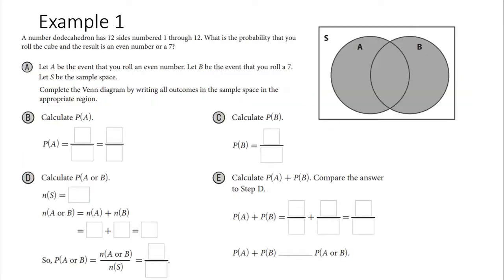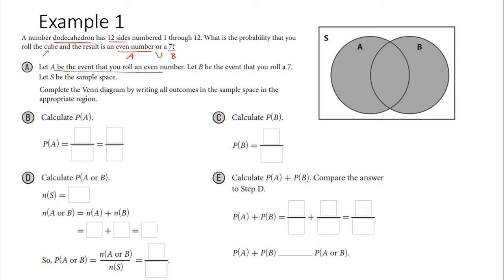All right, so example one. We've got a dodecahedron. That's a 12-sided die. And they're asking, what is the probability that if you roll this, that's funny, it's not really a cube, is it, if it's a dodecahedron, and the result is even or a 7? Okay, so notice how they have two different events here. An even number, and we'll say that's going to be set A, or a 7, which we'll call set B.